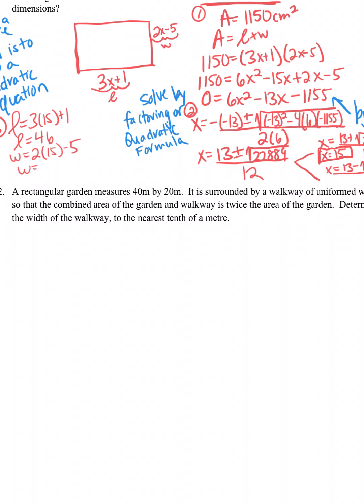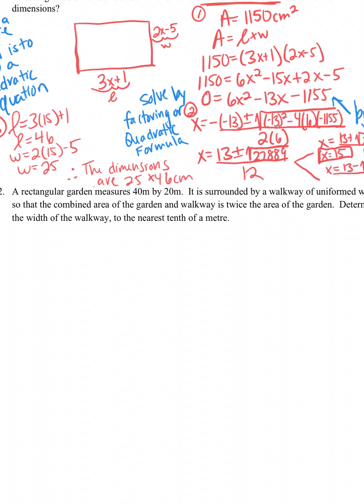So 2 times 15 is 30. 30 minus 5 is 25. So we can say, therefore, the dimensions are 25 by 46 centimeters.